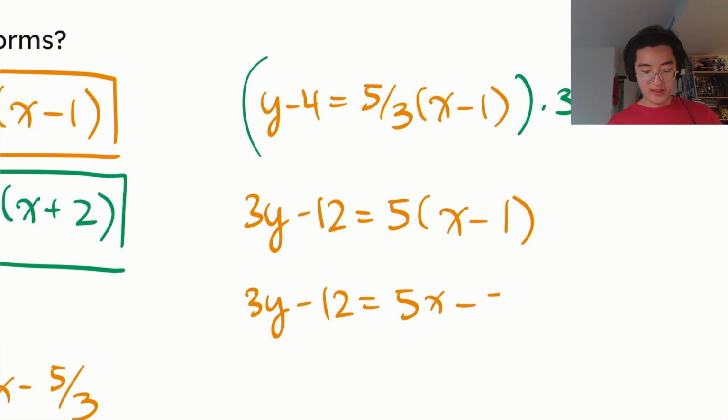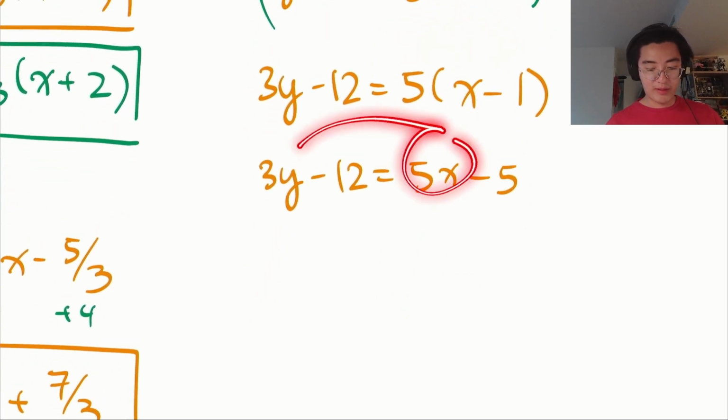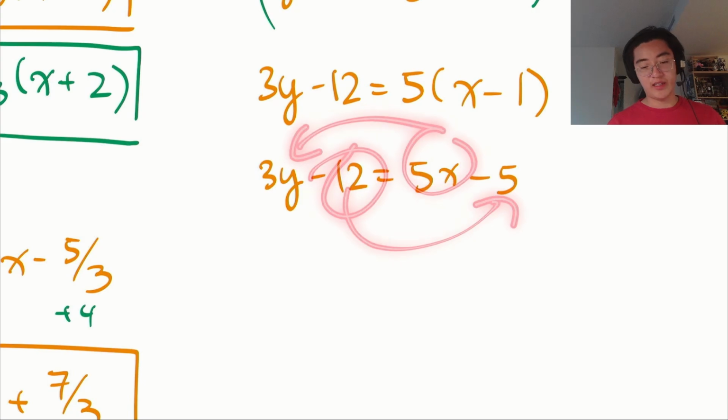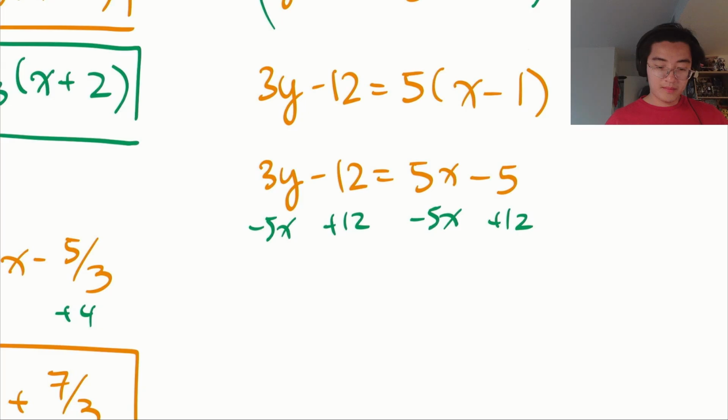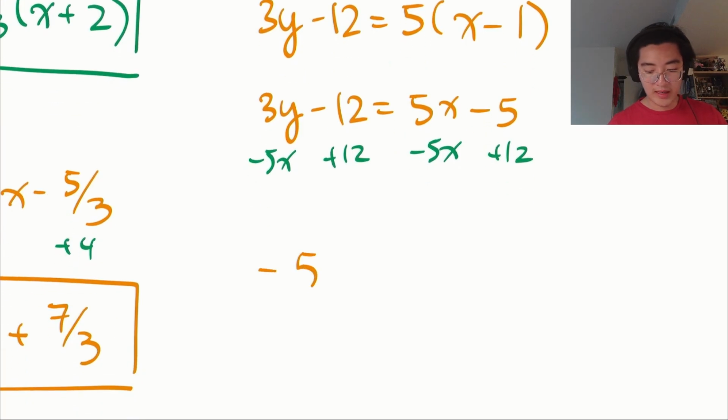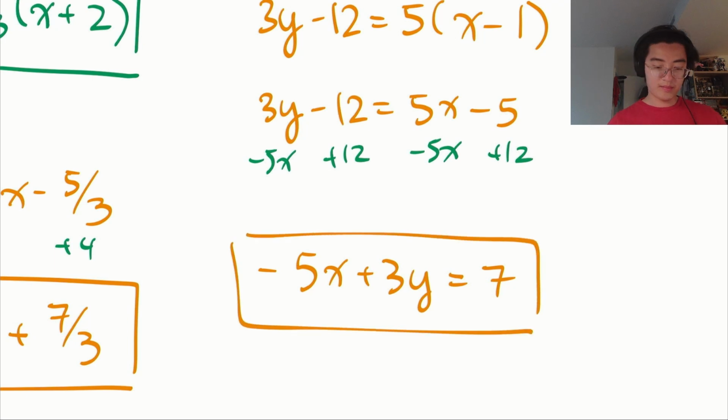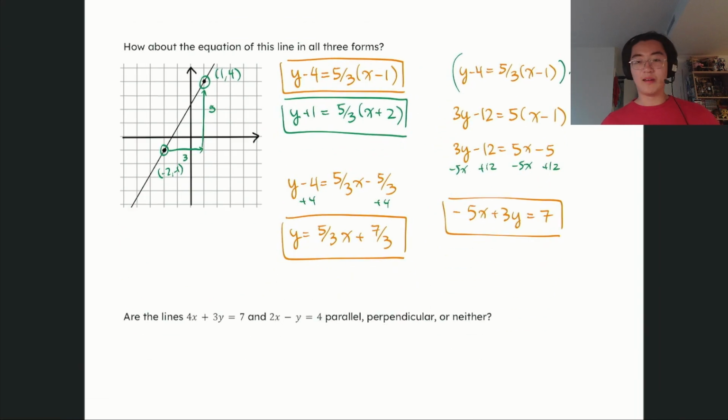Expand this guy out. Expand out the brackets. And then we move all the x's and y's on one side, and the constants on the other side. So we subtract 5x from both sides while adding 12. So we get negative 5x plus 3y equals 7. Okay, just like that.